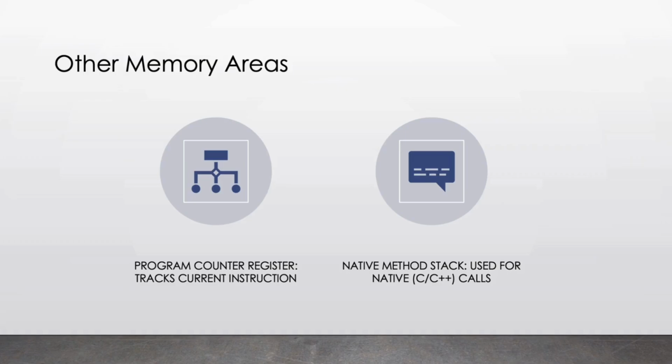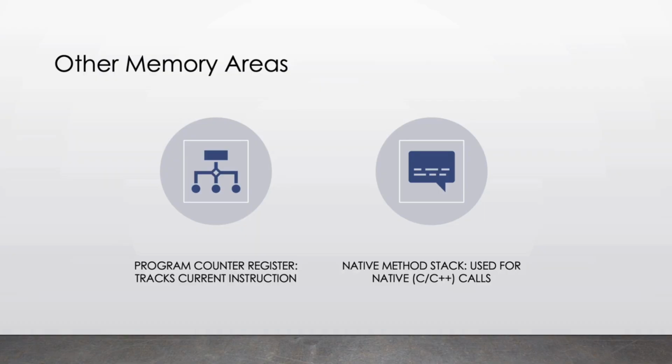Now let's come to the other areas, like the PC register and native stack. The PC is the program counter register. It's a tiny memory slot that remembers which instruction is being executed in a method. When you run some method, there are some instructions, some code written. For those instructions, we have this memory area, the program counter register, which keeps track of them.